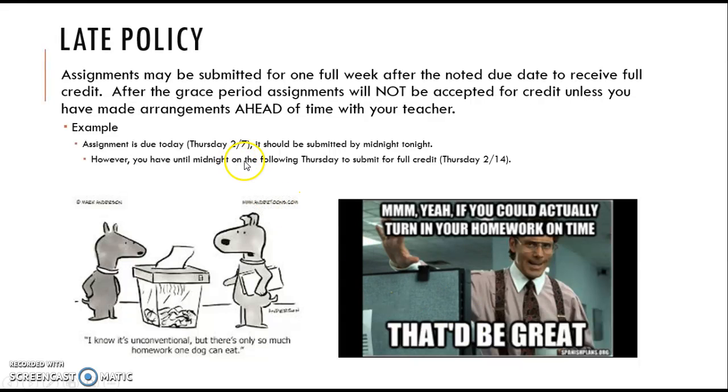Your late policy. Assignments may be submitted for 1 full week after the noted due date to receive full credit. After the grace period, assignments will not be accepted for credit unless you made arrangements ahead of time with your teacher. So an example, if something is due today, it should be due today at midnight. You have until the following day to submit it for full credit.